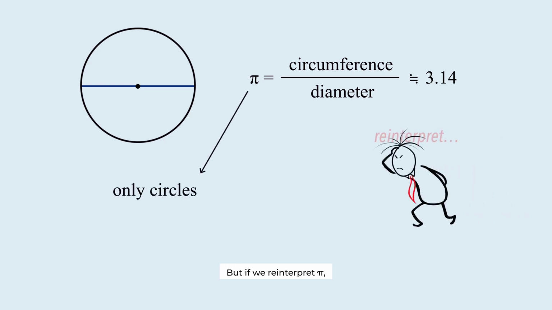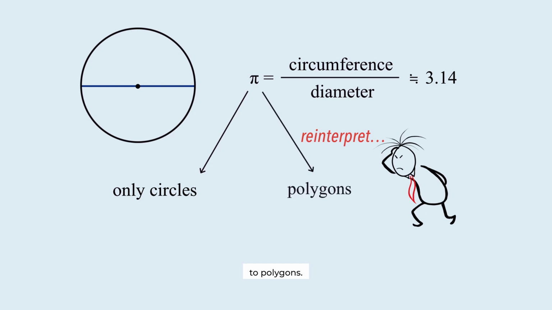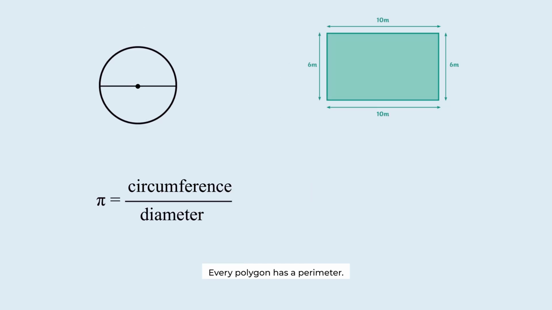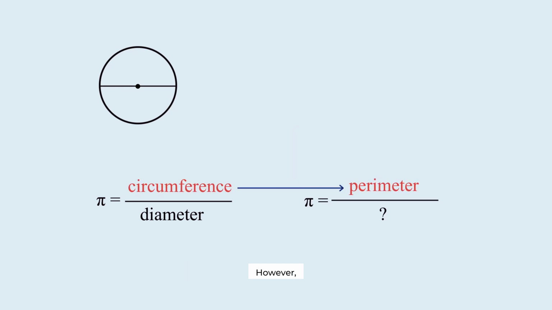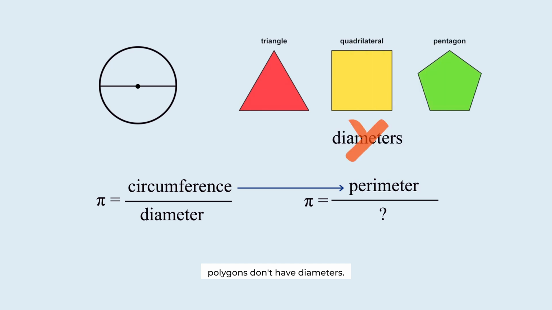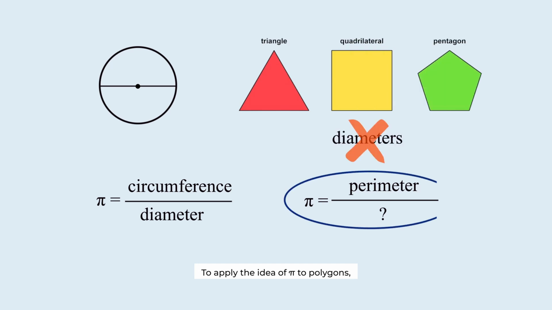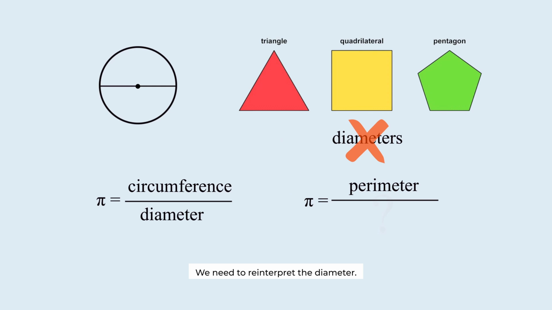But if we reinterpret pi, we can extend the concept of pi to polygons. Every polygon has a perimeter, so we can replace the circumference with the perimeter. However, polygons don't have diameters. To apply the idea of pi to polygons, we need to reinterpret the diameter.